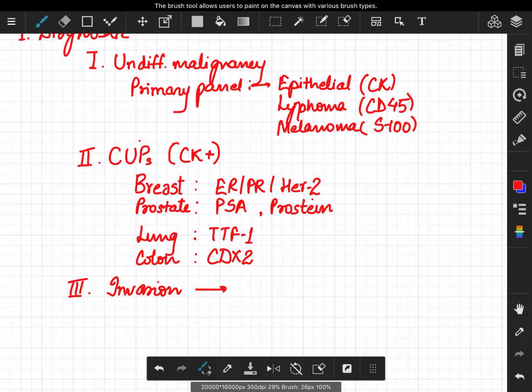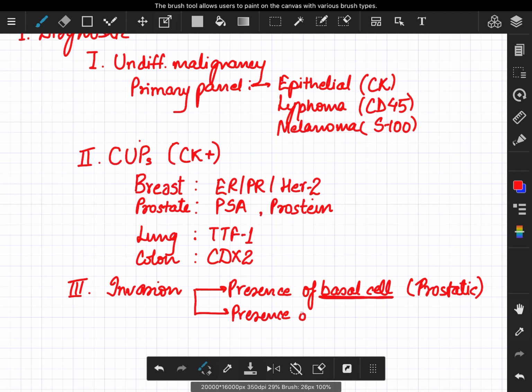And how do we determine that? By the presence or absence of basal cells, the basal cell lining in prostatic carcinoma. So we'll put the markers for the basal cell and see whether they are present or not, because they are present in the normal glandular lining, while they are absent in prostatic carcinoma. Similarly, the presence or absence of myoepithelial cells in breast carcinoma. Myoepithelial cells line the ductal epithelium, but if they are absent, then it's a sign in favor of breast carcinoma.